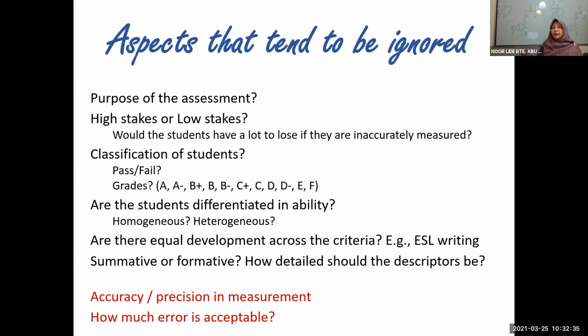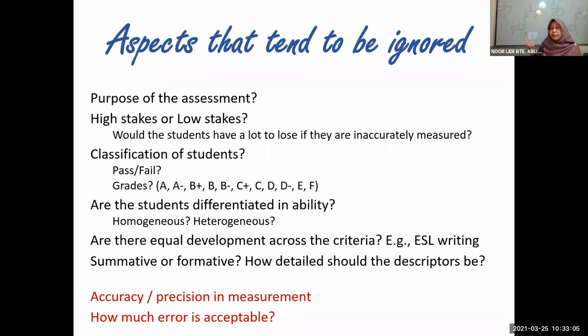So you also have to think about the classification of students. Is this course a pass-fail course? If it is a pass-fail course, you can come up with a single point rubric and say that if they meet this particular standard, therefore they pass. So it doesn't matter whether they pass at Proficient or whether they exceed expectation, because all you're interested in is pass or fail.